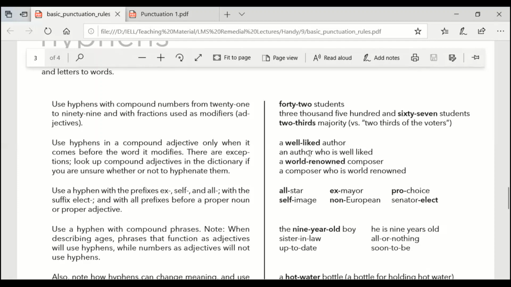Similarly for compound adjectives: well-renowned composer, well-liked composer. For compound adjectives and compound numbers, we can use hyphens between them. We also use hyphens for prefixes and suffixes. For example, ex-mayor, she's my ex-friend, she is all-star, the self-image, non-European, non-Pakistani, non-Indian, non-American. For similar prefixes, we use a hyphen after them.